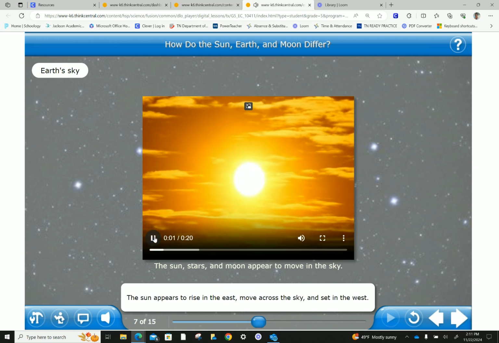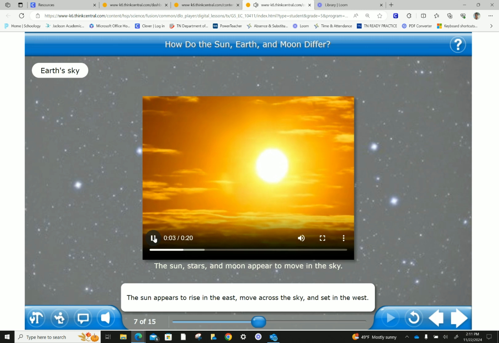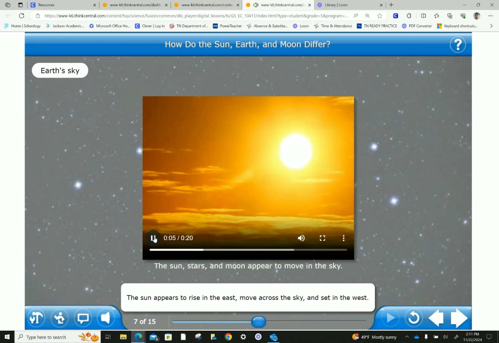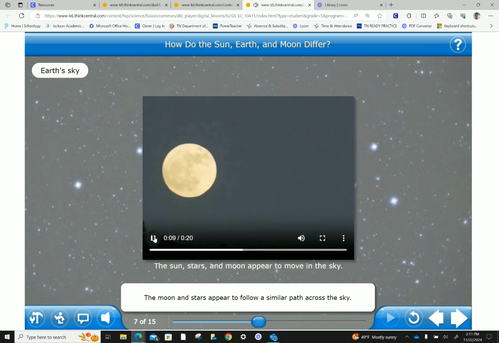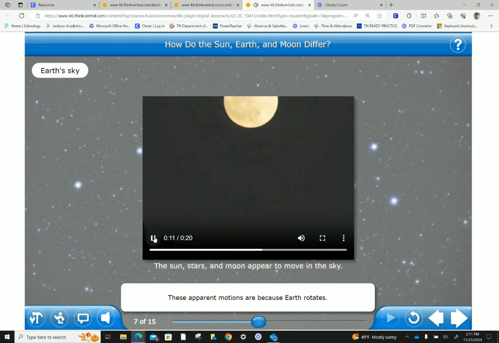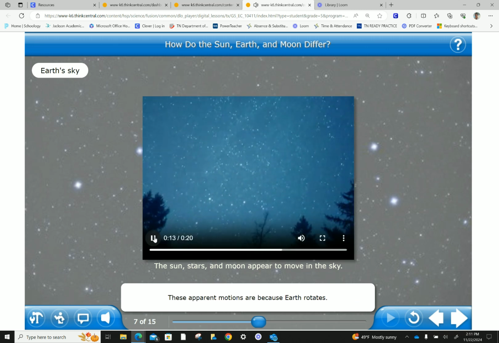The sun appears to rise in the east, move across the sky, and set in the west. The moon and stars appear to follow a similar path across the sky. These apparent motions are because Earth rotates.